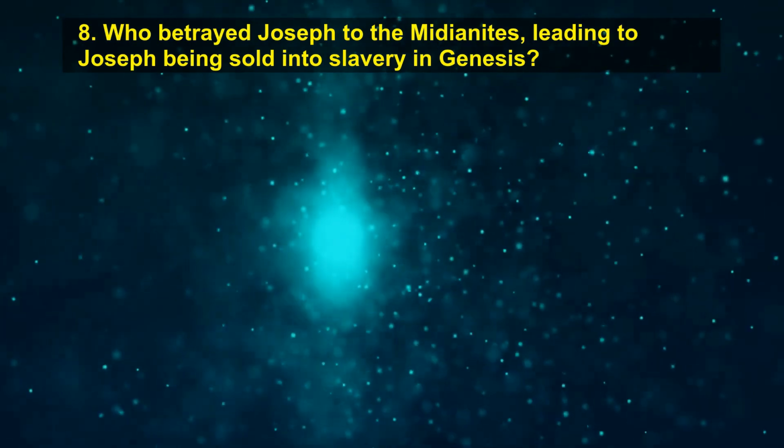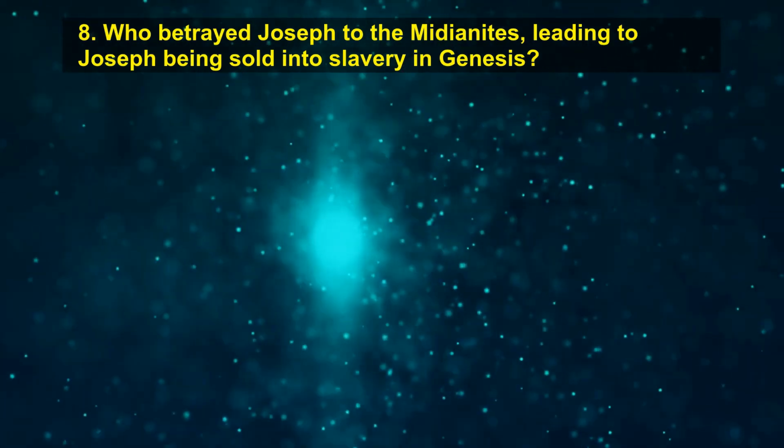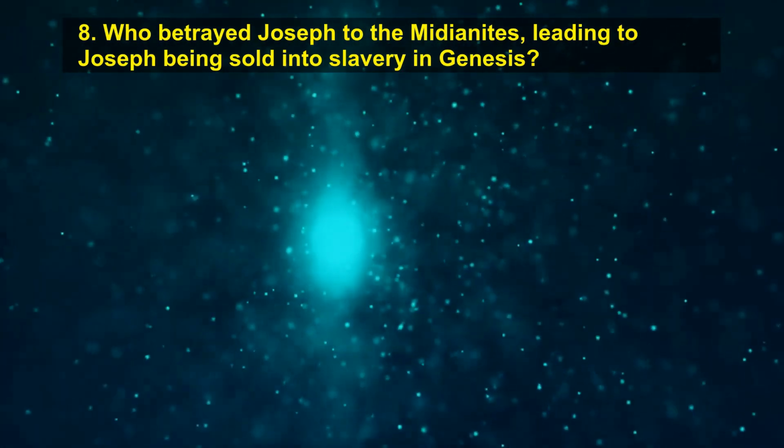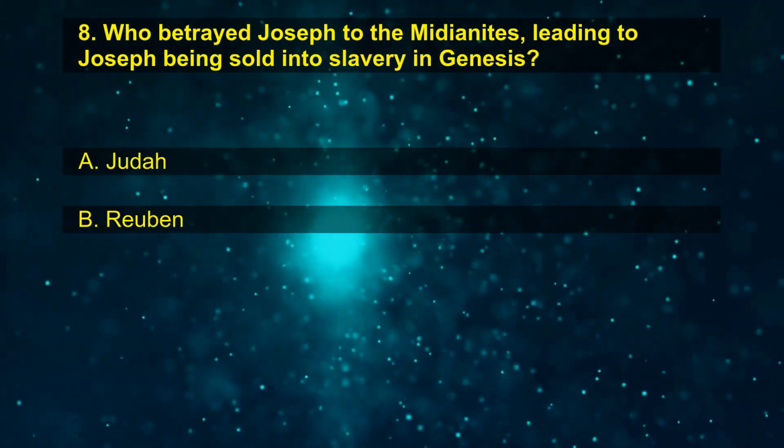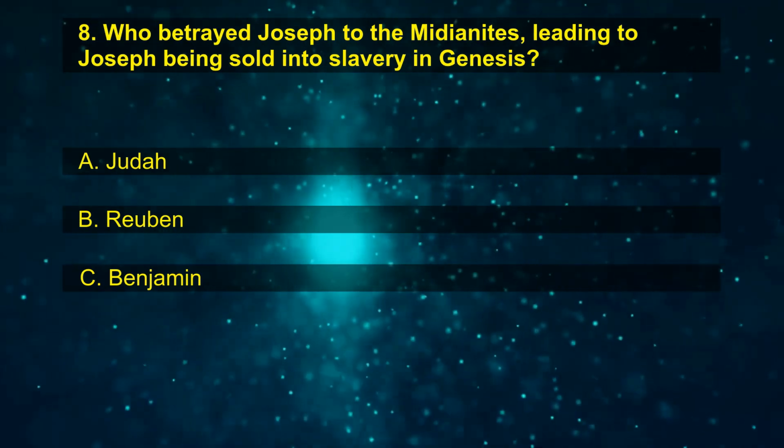8. Who betrayed Joseph to the Midianites, leading to Joseph being sold into slavery in Genesis? A. Judah. B. Reuben. C. Benjamin. D. Dan.